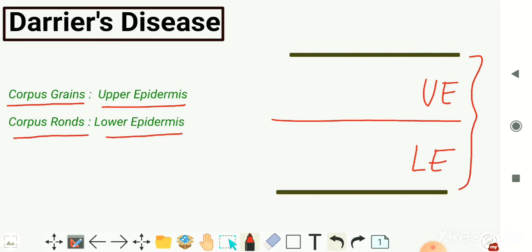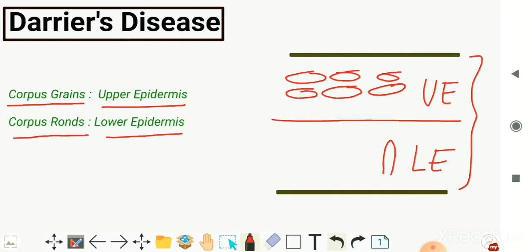What are corps ronds and what are grains? Corps ronds are transversely elongated keratinocytes. These are transversely elongated keratinocytes. And grains are vertically elongated keratinocytes, which are seen in lower epidermis.